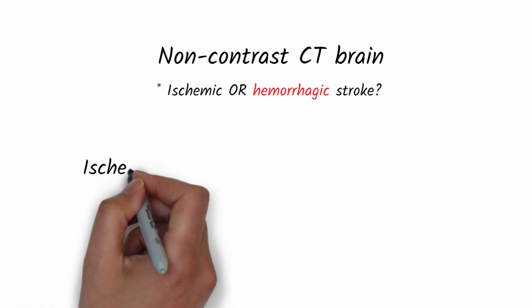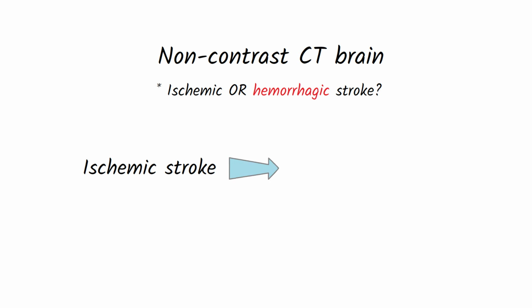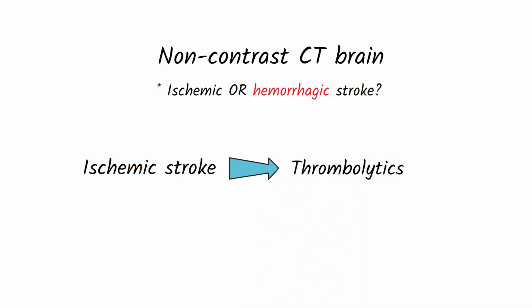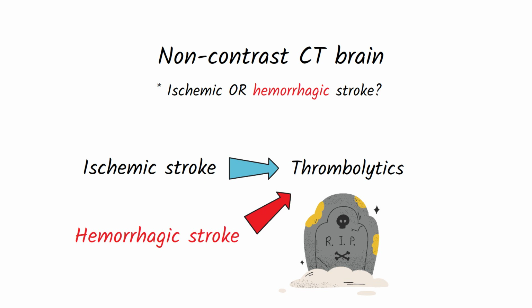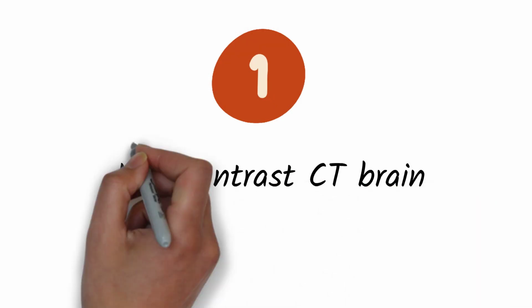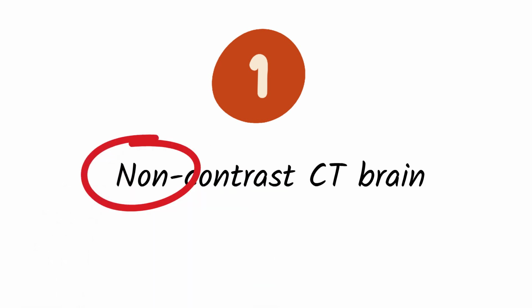For instance, if it's an ischemic stroke, you need to give the patient thrombolytics to bust the clot. But if it's a hemorrhagic stroke and you go ahead and give thrombolytics to your patient, he or she can bleed to death. With that said, the first step in the management of a stroke is to get a non-contrast CT head stat. And also remember, it's a non-contrast CT, not a contrast CT.